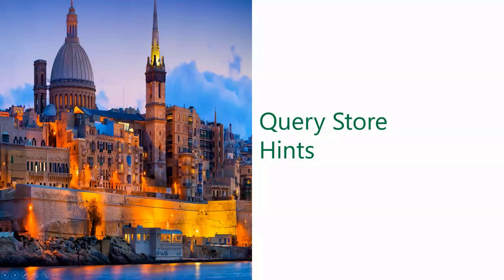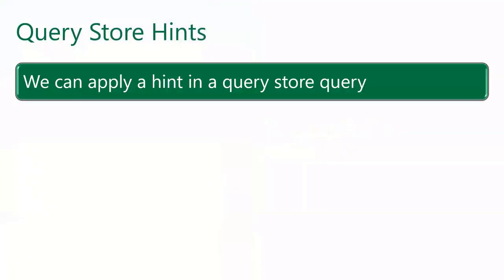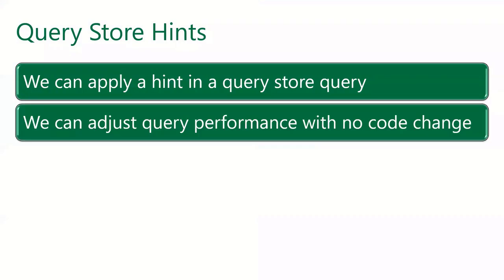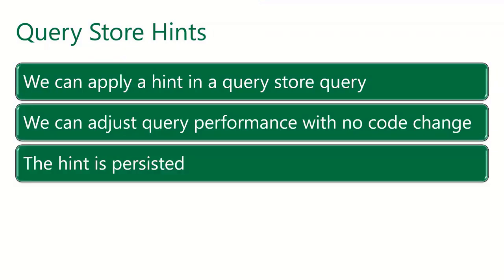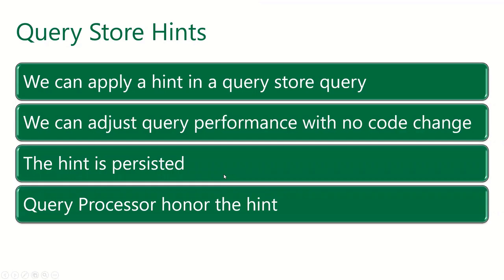So let's first talk about query store hints. The idea about query store hints is that we can apply a hint to a query in query store. We can adjust the query performance with no code change. It will not affect the code from the source application. The hint is persisted inside query store, and the query processor will honor the hint. This is important. This means that the query processor workflow changed. Now the query processor needs to go to query store to check the hints.